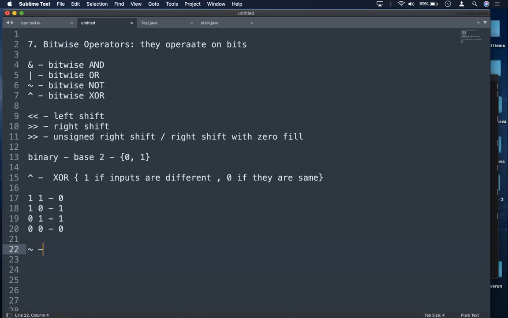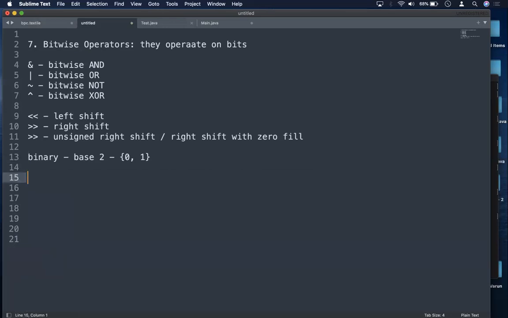Now, how about negation? Negation makes it 0 if it is 1, and if it is 0, it will make it 1. This is how it is going to work. Once these things are discussed, I will go to the left shift and right shift. Let me tell you with an example. Here I have some number, let's say A, which is 4. So how is 4 represented?